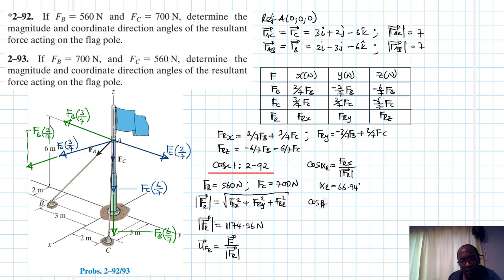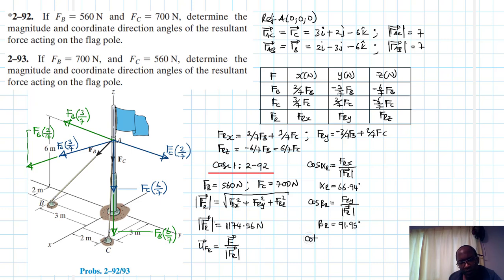Okay, then cos beta R is just going to be equal to FRy divided by its magnitude. Then this is just going to be equal to, when you do the calculations, minus 3/7 by 560 plus 2/7 by 700, everything divided by 1174.56. Cos inverse of that, we get 91.95.